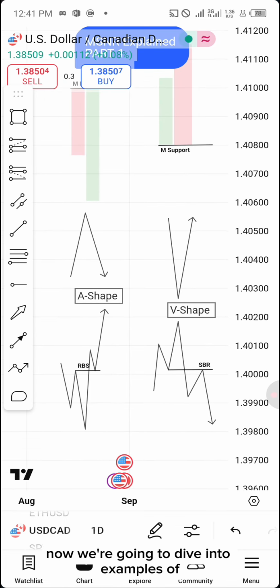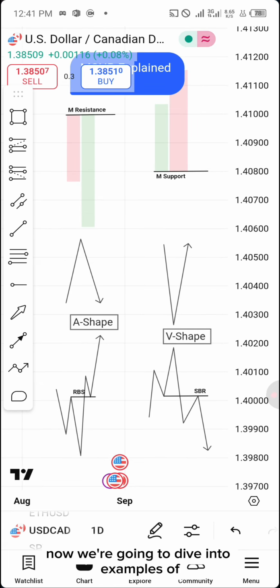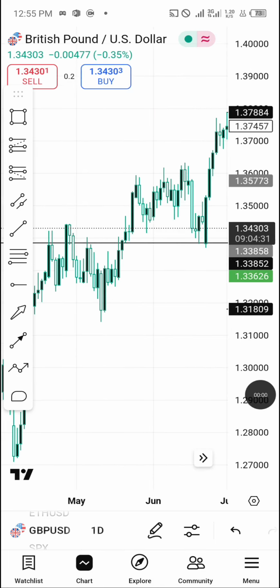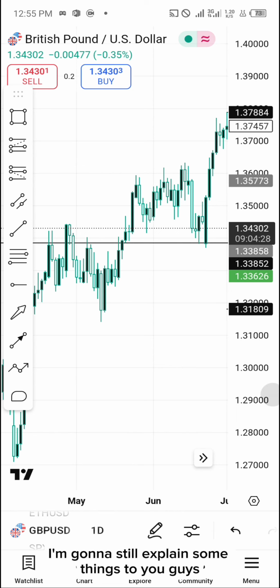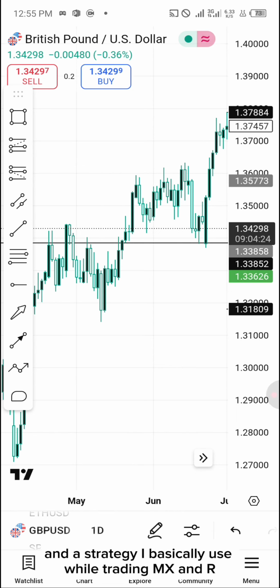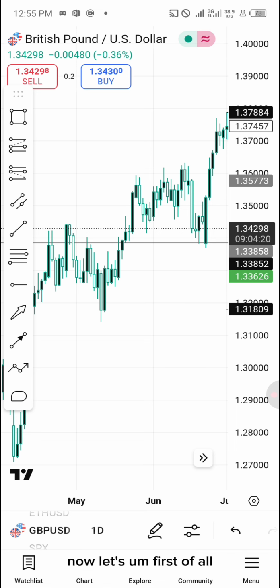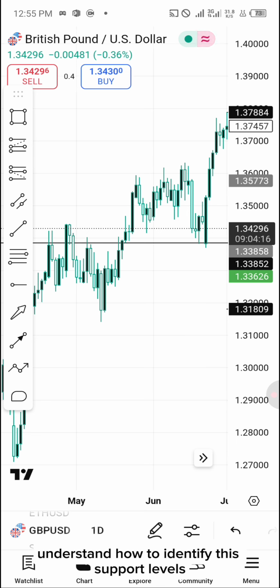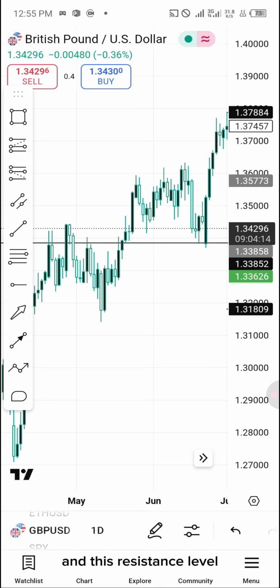Now we're going to dive into examples of the A shape and the V shape formation, guys. So guys, in my next video, I'm going to still explain some things to you and the strategy I basically use while trading MS and R. Now, let's first of all understand how to identify these support levels and this resistance level.